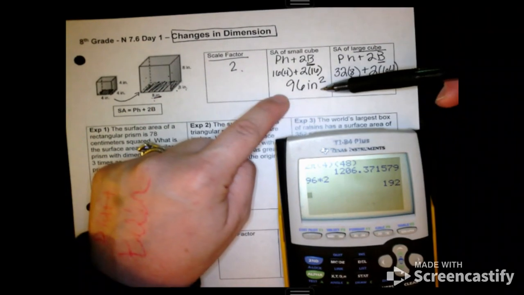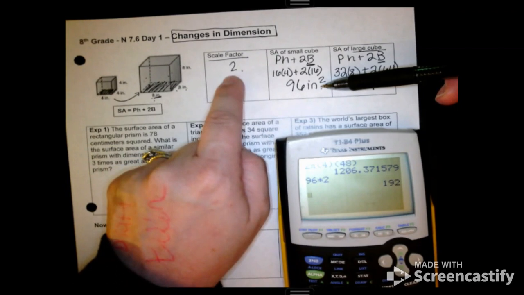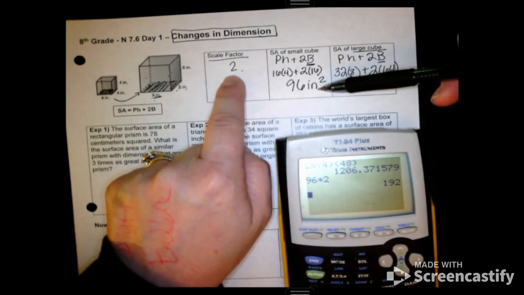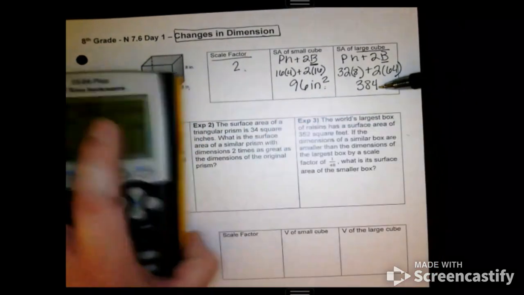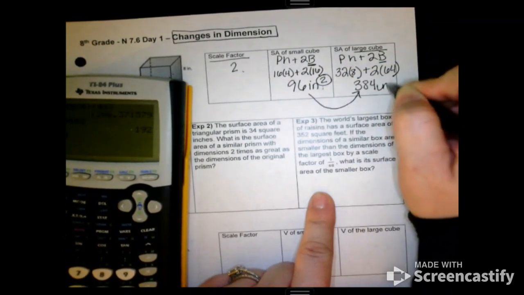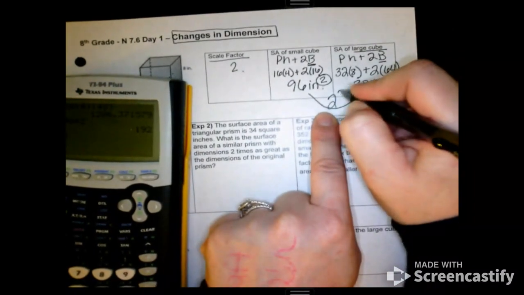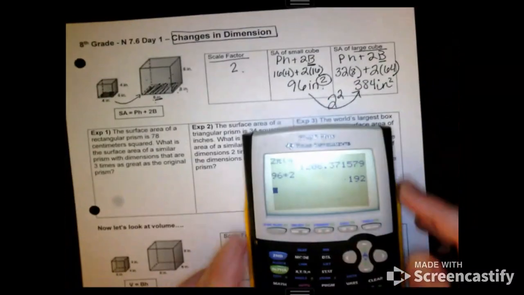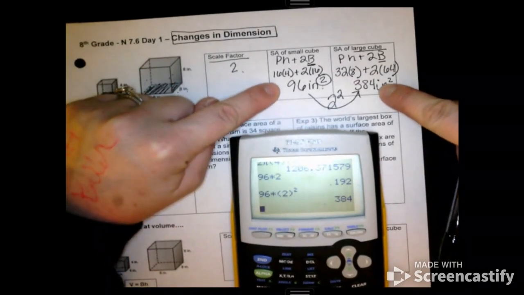I had a scale factor of 2. So if I multiplied this area times 2, did I get the correct answer? No. But we said we do inches squared for surface area, right? So we have to square our scale factor. So 96 times 2 squared. 384. Is that what I got?